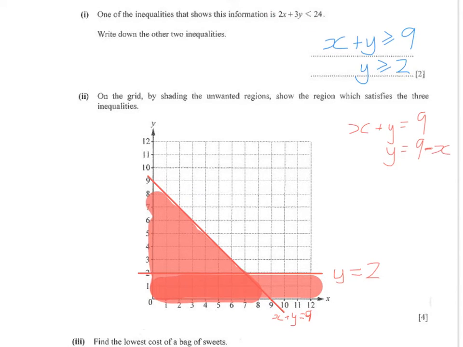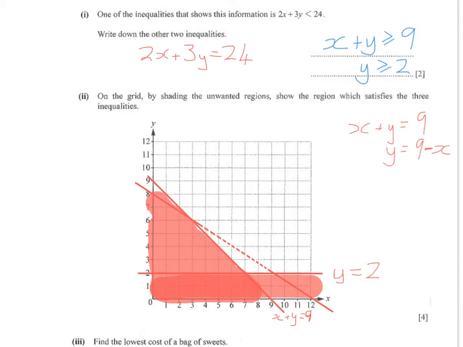So I just need to plot this line. Plot the line 2x plus 3y is equal to 24. You can do that with a table of values or rearrange it to get y equals 8 minus 2/3 x, which is probably what I do. It gives you the gradient as well. So I'm just going to plot that line.